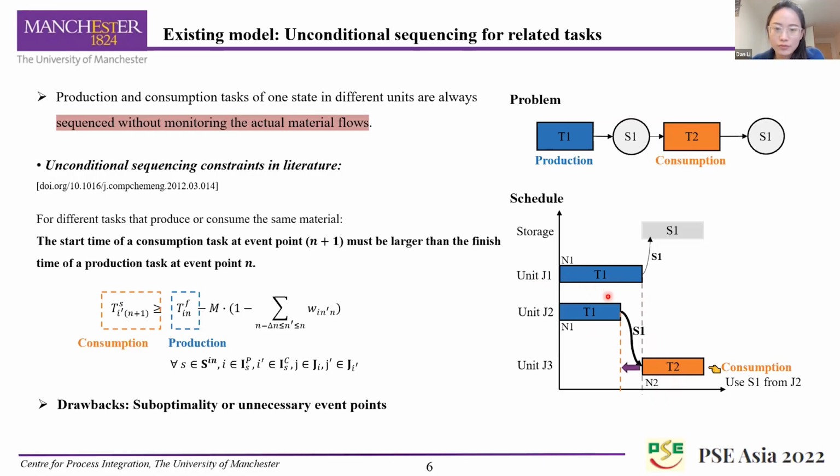If we can relax the unconditional sequencing, the start time of task T2 can be advanced. In this way, the optimal makespan is reduced. So the unconditional sequencing in current models leads to suboptimality or unnecessary event points.